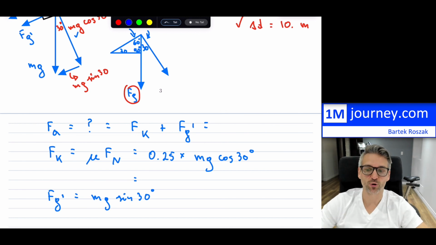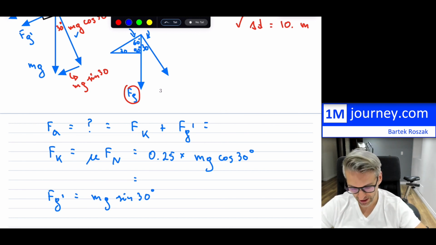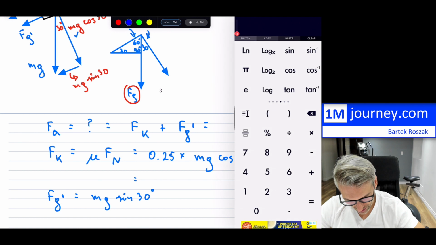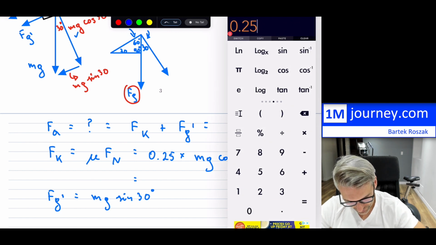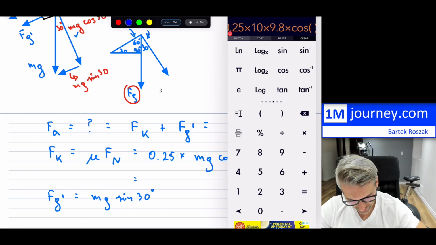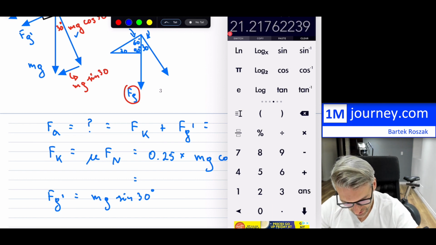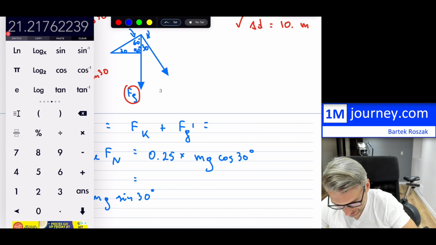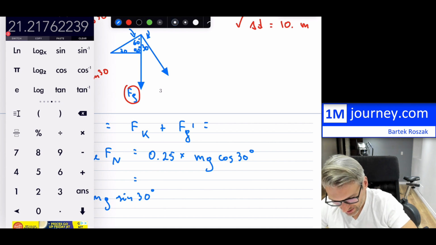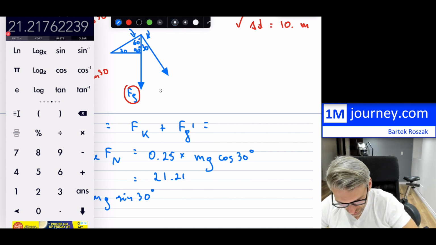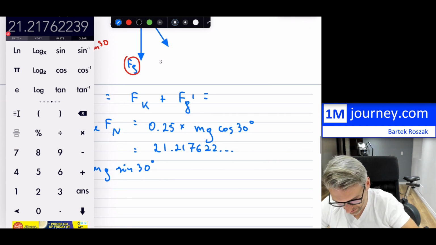And that would be the total work which is done. All right, so let's calculate all of these. So it's going to be 0.25 multiplied by the mass, which is 10 kilograms, multiplied by 9.8, multiplied by cos of 30. So there we have it. That's going to be 21.2176, etc. You can keep a few decimal places.